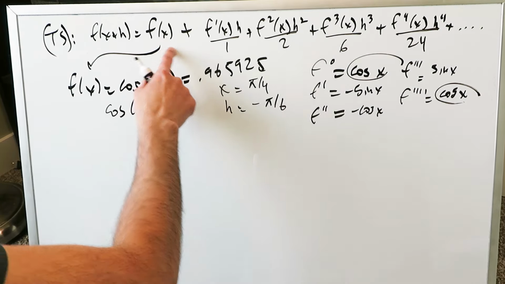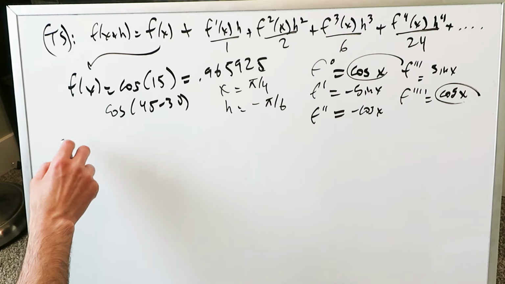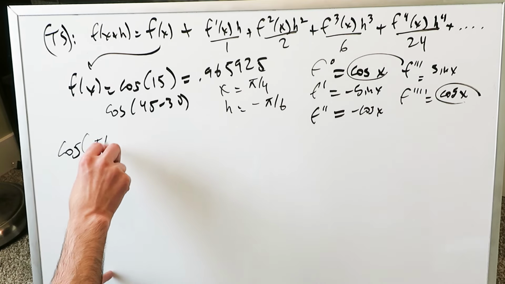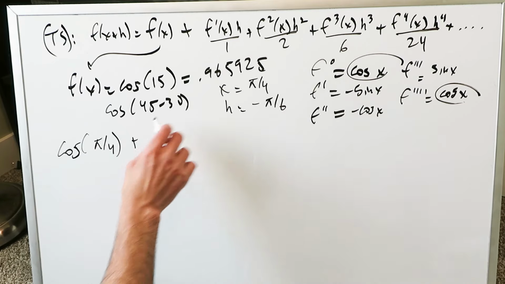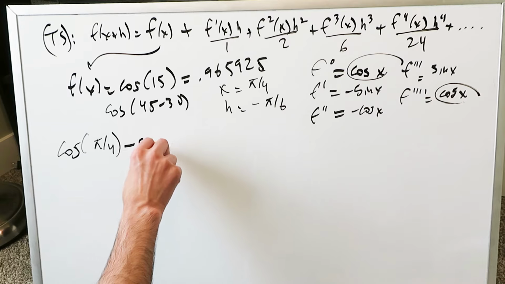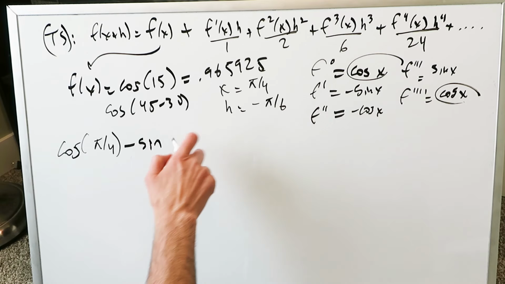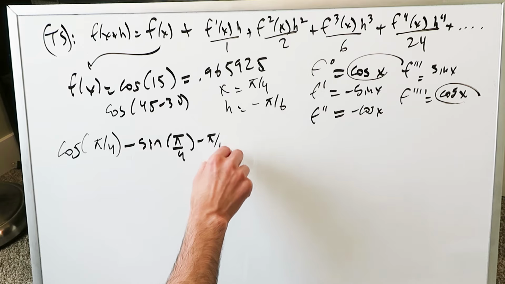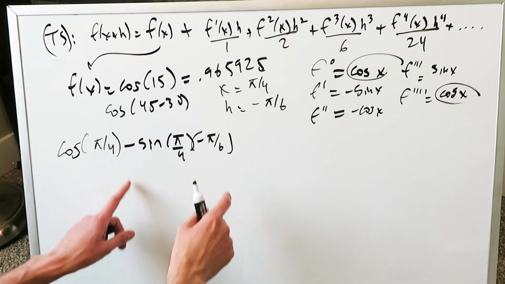F of x. What's f of x? It's your original function, cosine, but what exactly is the x value? It's pi over 4. Let's come over here. What's your first order derivative? It's a minus sine x. So let's bring in a minus. Minus sine x. X here is pi over 4, and h over here is a minus pi over 6. See, this minus will convert that into a positive.